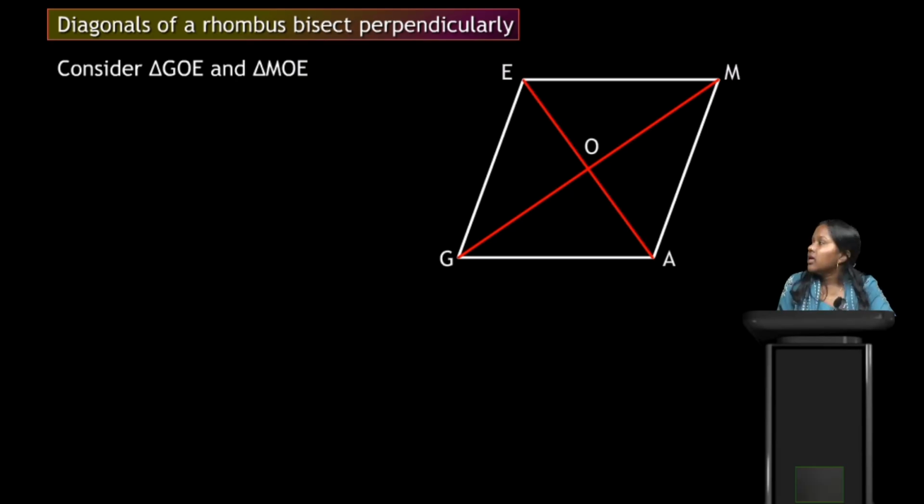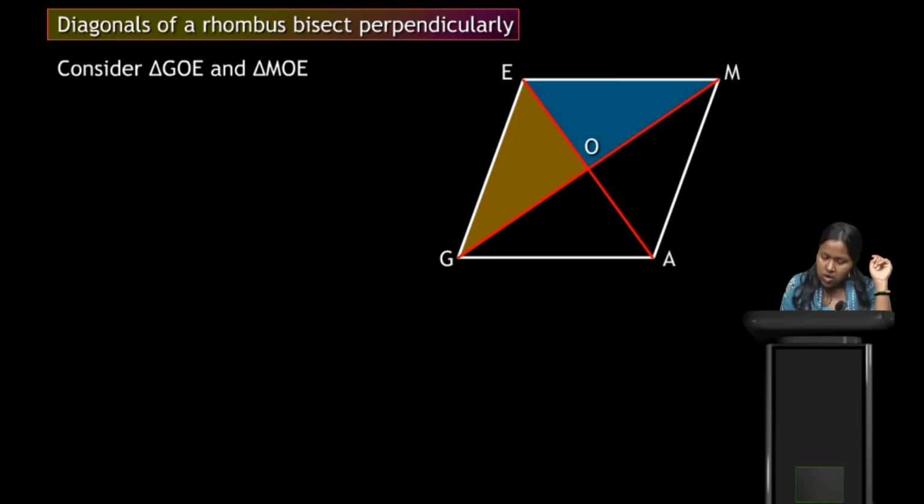Now you consider two triangles. In your diagram, you named the rhombus EGAM, with the midpoint O. So here they are asking you to consider two triangles. One is GOE and another one is MOE. So these two are the adjacent triangles. After taking the adjacent triangles, we are going to show the next step.